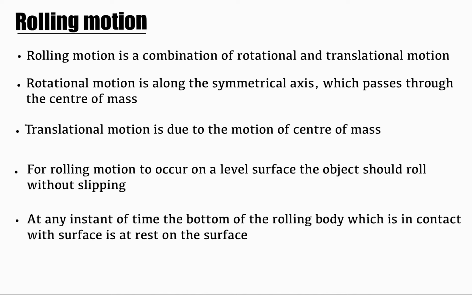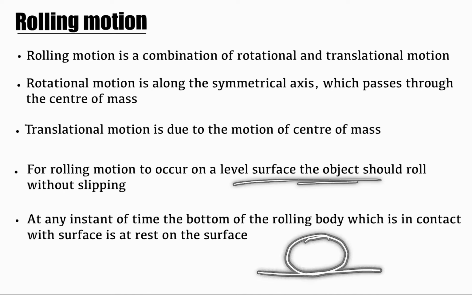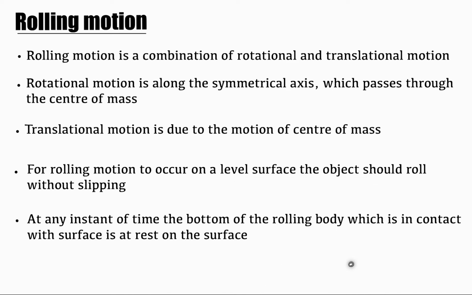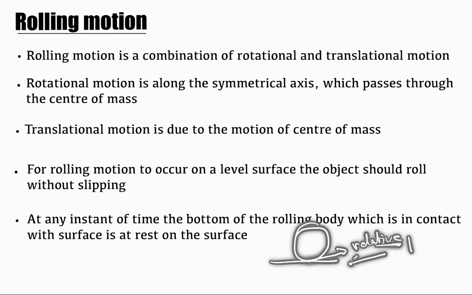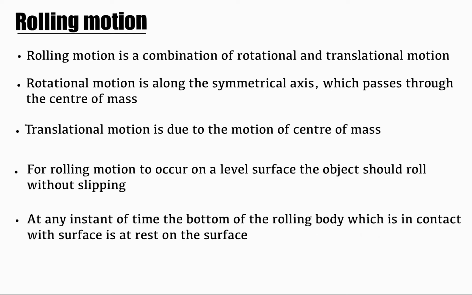So the main condition for a rolling motion to occur on a level surface is that the object rolling should not have any slipping. That is, between the object and the surface, at the point of contact, there should not be any relative motion. That is, it should be momentarily, instantaneously, at rest.